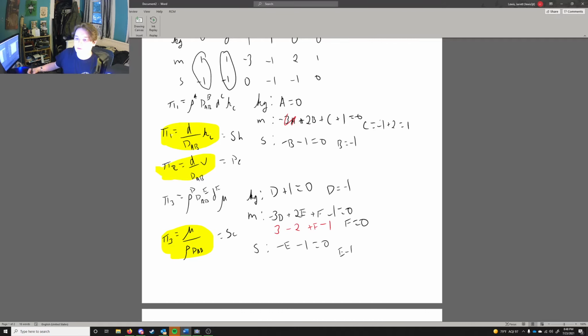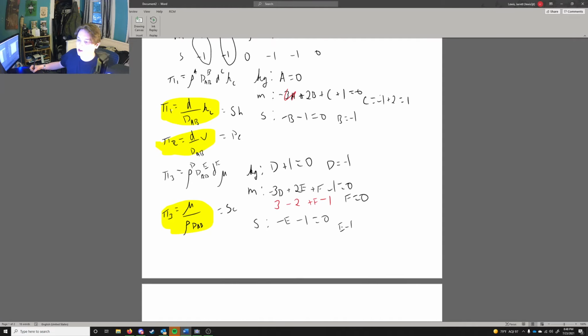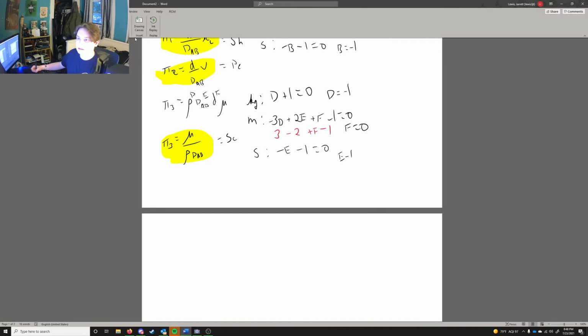And so now we can divide pi 2, the Peclet number, by the Schmidt number, and we will actually get the Reynolds number. So let me show you. We will do the Peclet number, divide that by the Schmidt number. Okay, and then the diffusivities cancel out, and then we will rearrange it so it looks nice. It'll be the density times the diameter times the velocity divided by the viscosity, which is equal to the Reynolds number.